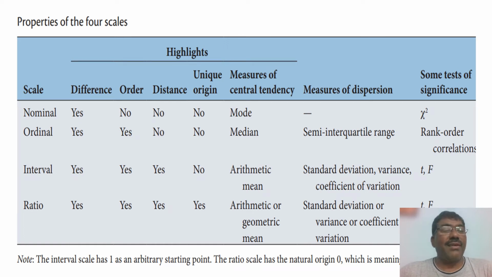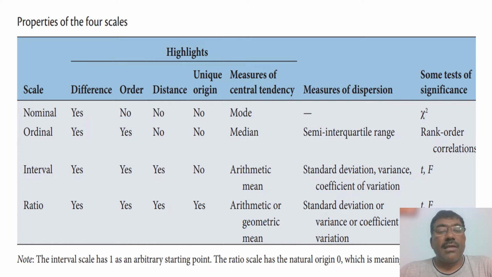Hello everyone. We are going to discuss the properties of four scales. A scale is an instrument to measure the opinion of sample respondents. So there are four: nominal, ordinal, interval, and ratio. The nominal scale is a scale which categorizes the sample respondents.